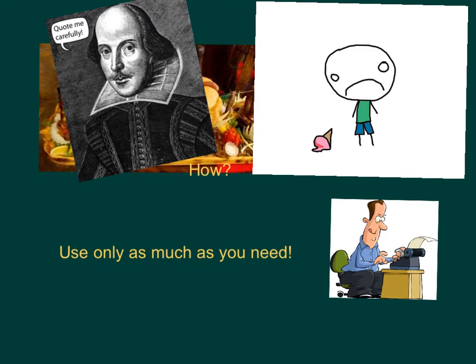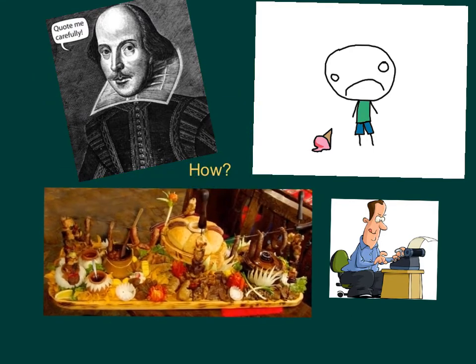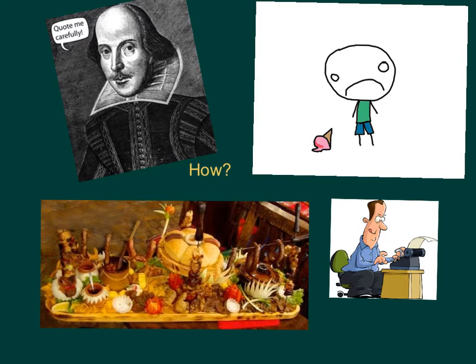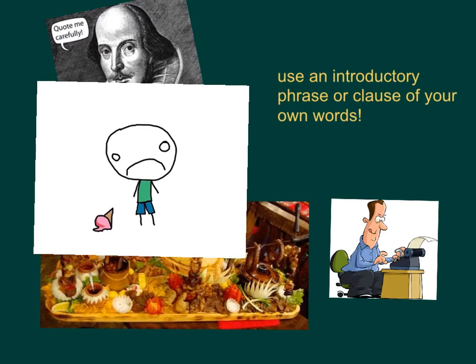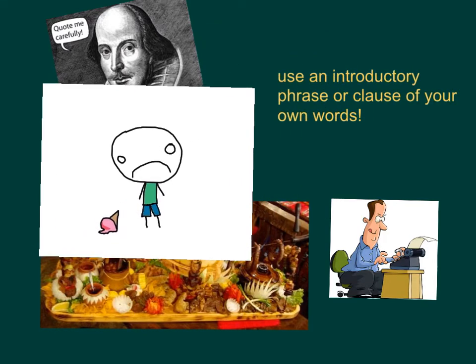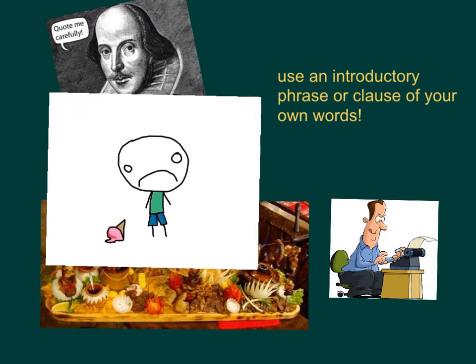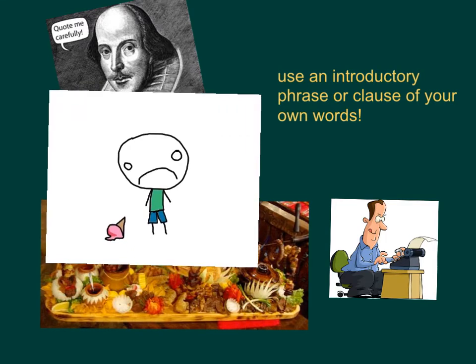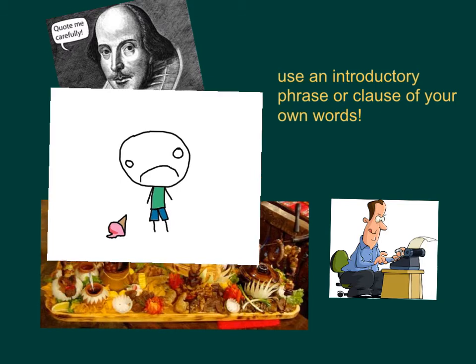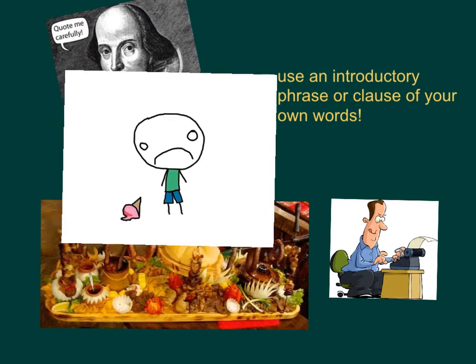If you have way too much quotation, you water down your own argument. Your own voice disappears from the text, so use only as much as you need. Second, use an introductory phrase or clause of your own words. This is quote weaving after all. We don't just drop them in. That is called a dropped quotation, and your teachers will pick up on them so quickly. And put them in your own words. That way you take authority over the evidence you're using.